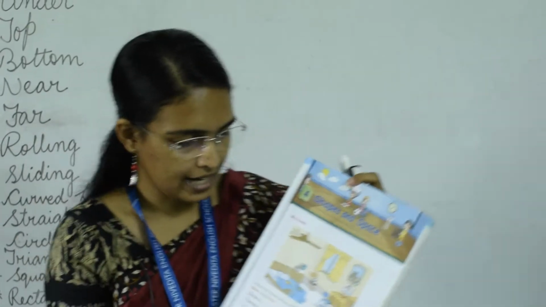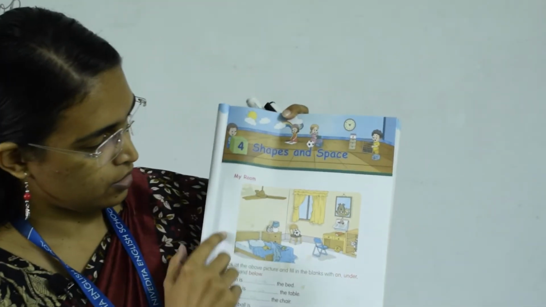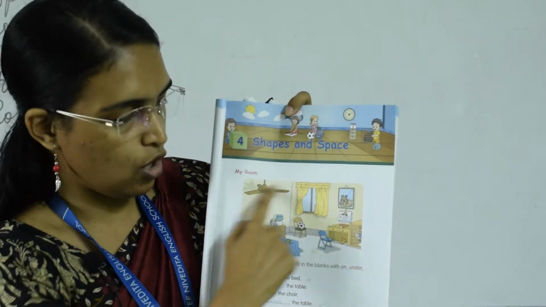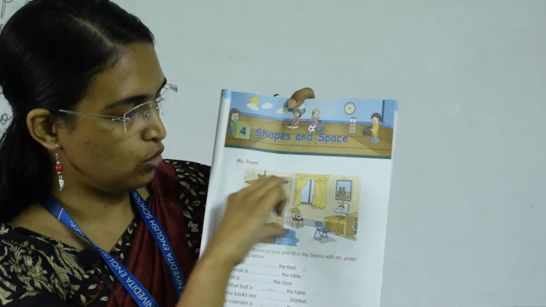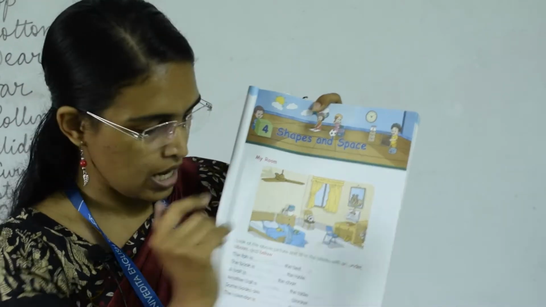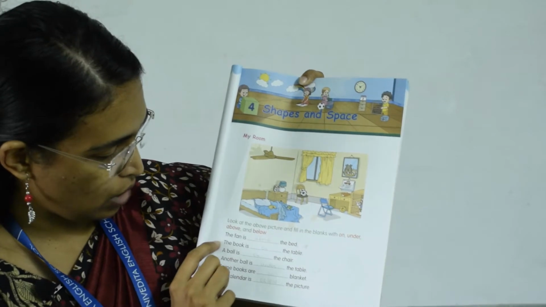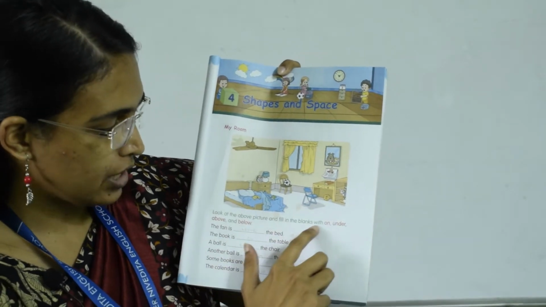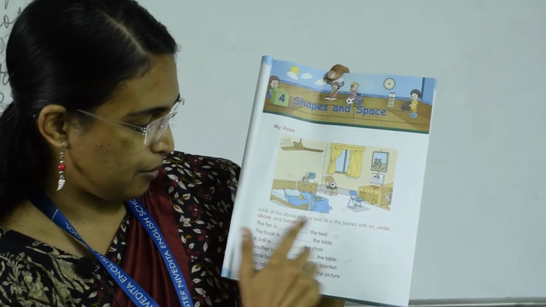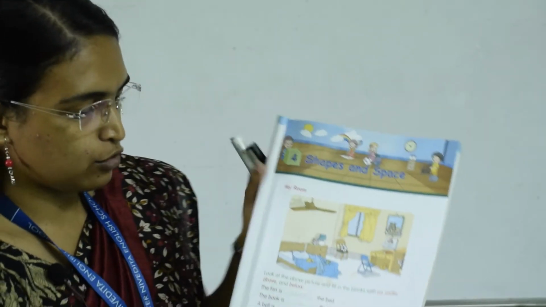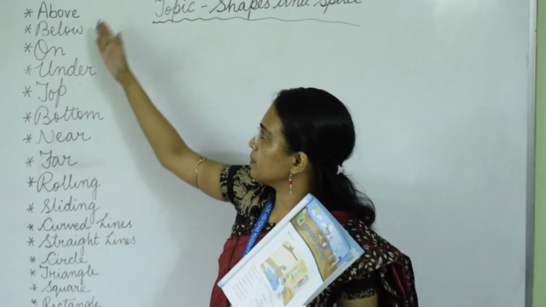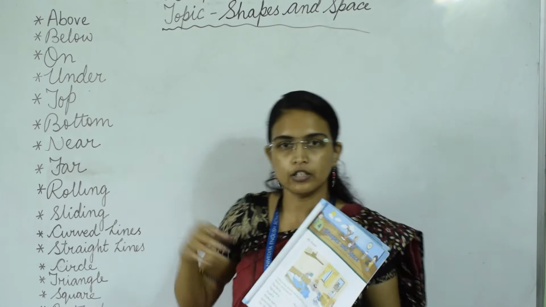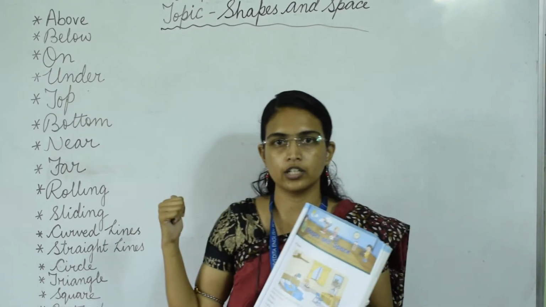So can you see this room? There are lots of things in this room, right? So what you have to do is look at this picture, and then fill the blanks with on, under, above and below. All of you have learned the above, on, below, under, top, bottom. You have learned all this, right, in your English book.